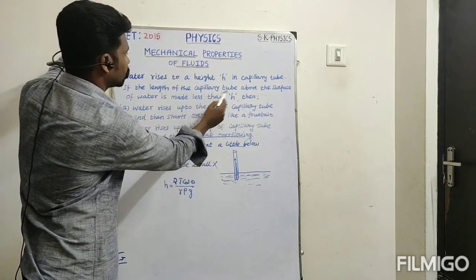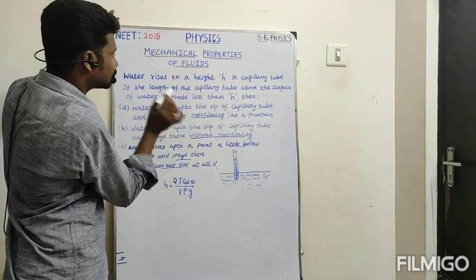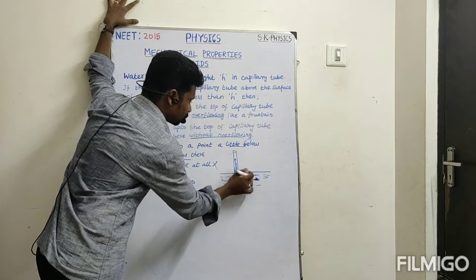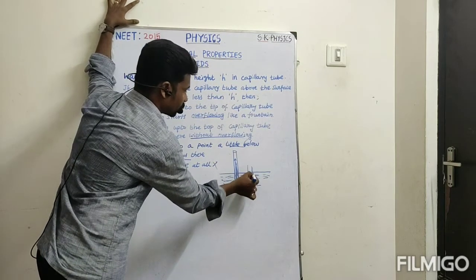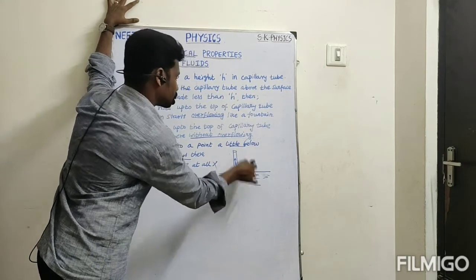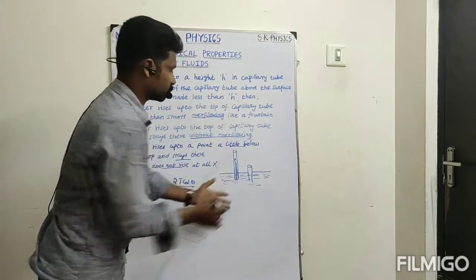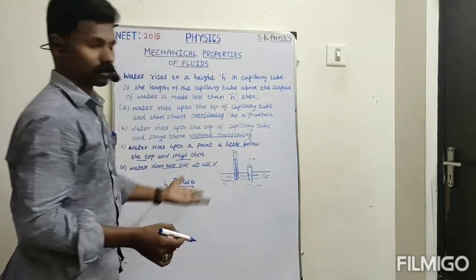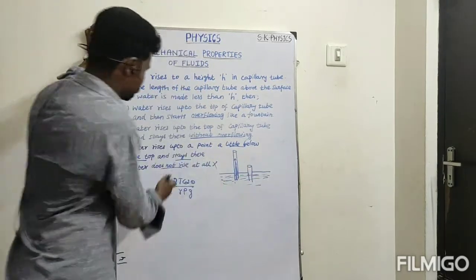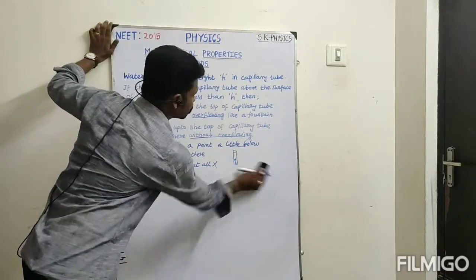if the length of the capillary tube above the surface of water is made less than h. So that means now, for example, we can reduce that height above the surface of the water level. We can reduce this height. So now what happened? In this situation, whether it will overflow or will not overflow or will not come up, some option is asking. So please listen. I have to remember one idea. Listen.